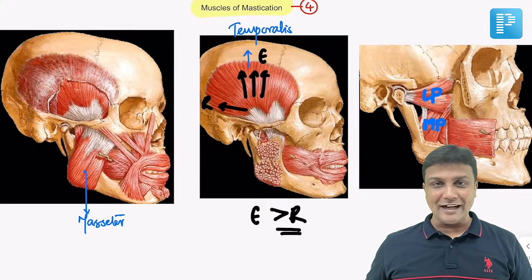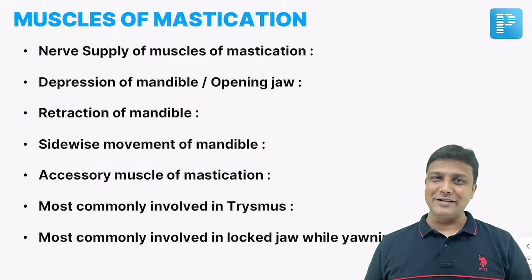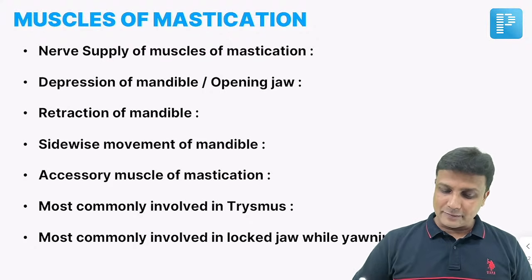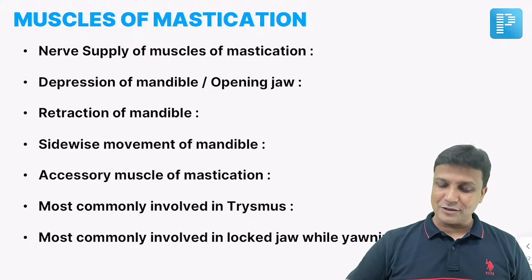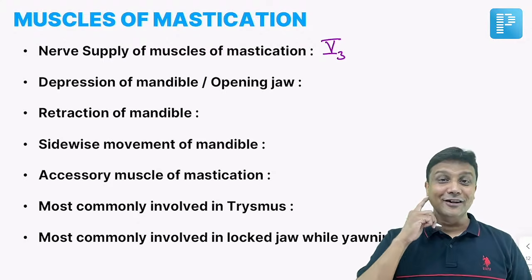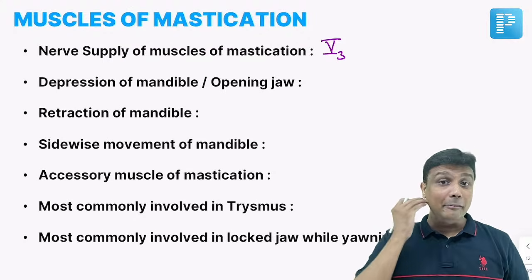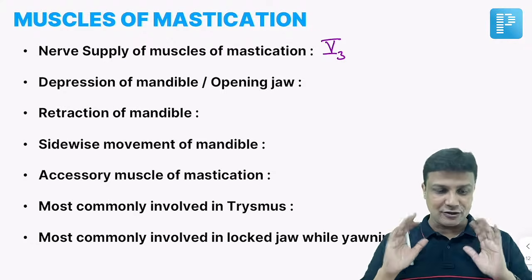Now let us move ahead. I'll give you certain points here. Follow this one by one, sir, about the muscles of mastication. First of all, what about the nerve supply to all the muscles of mastication? All the muscles of mastication will be supplied by the mandibular nerve. That is your V3, the third branch of your trigeminal nerve, sir. The mandibular nerve is supplying all the muscles of mastication.